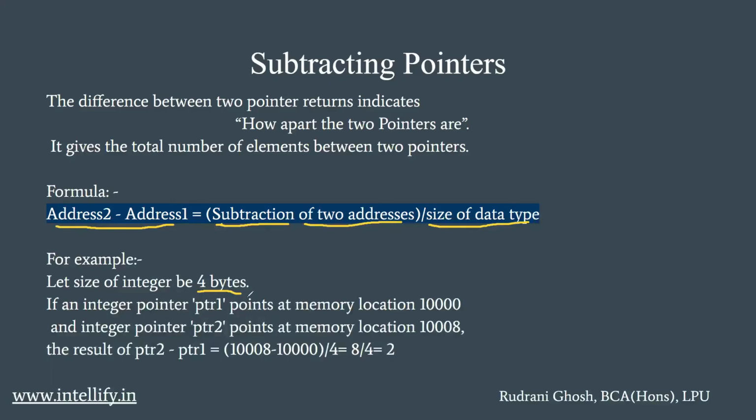So if an integer is of 4 bytes, if integer pointer ptr1 points at memory location 10,000 and integer pointer ptr2 points at memory location 10,008, then result of ptr2 minus ptr1 will give us 10,008 minus 10,000 divided by size of integer, which is 4. So the answer will be 8 by 4 is equal to 2. That means both the pointers ptr1 and ptr2 are 2 steps far from each other.